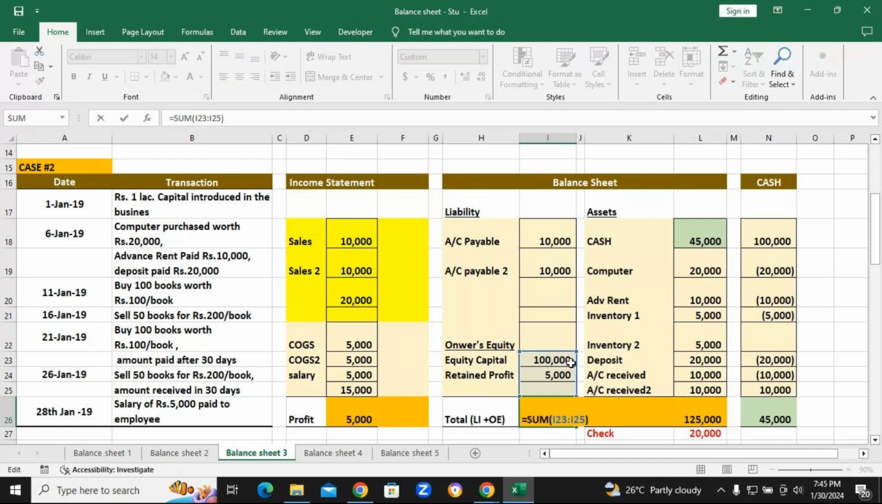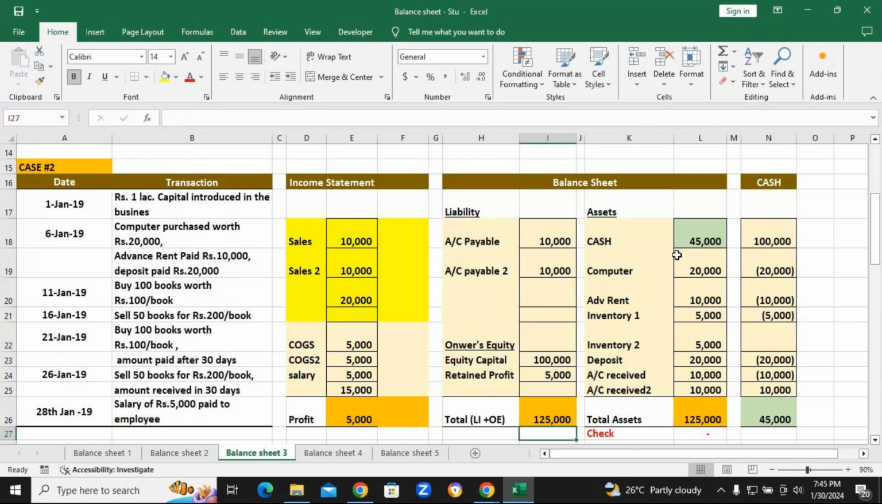Okay, here I have made this total calculation. So now it is calculated. So did you people understand this? Don't get confused with this account received and inventory.